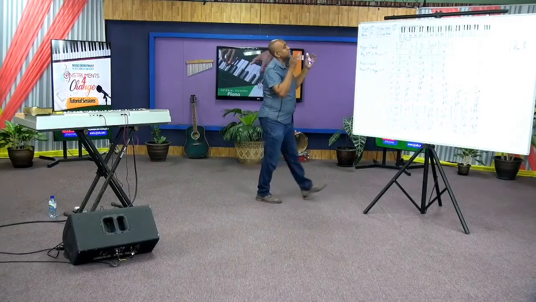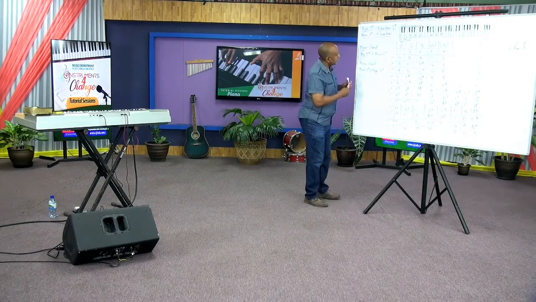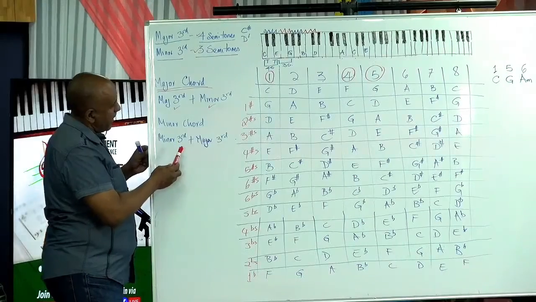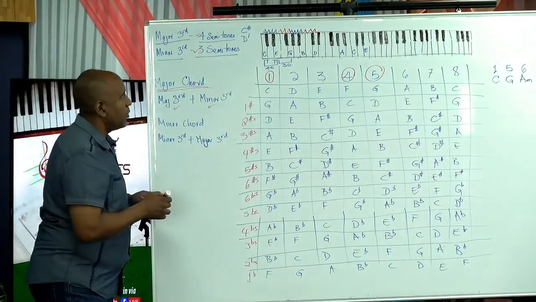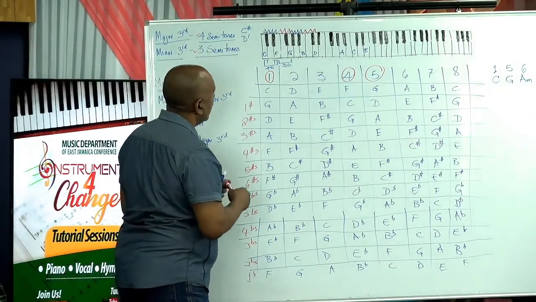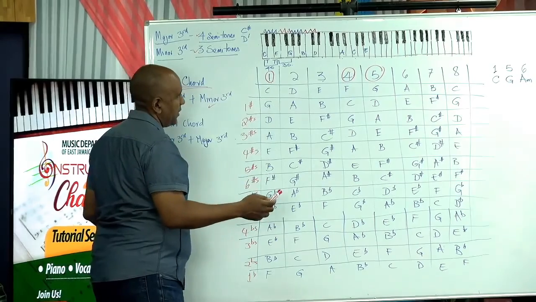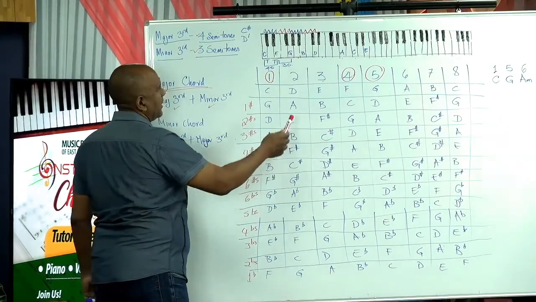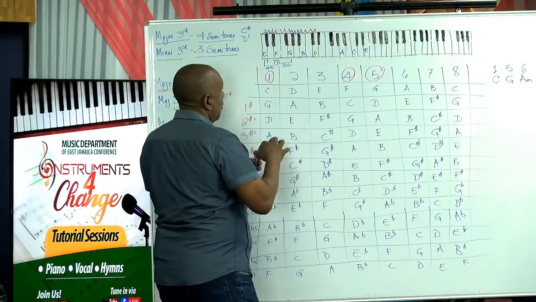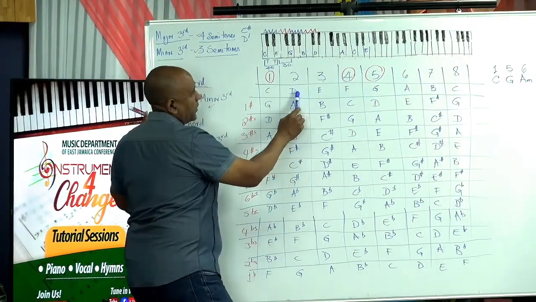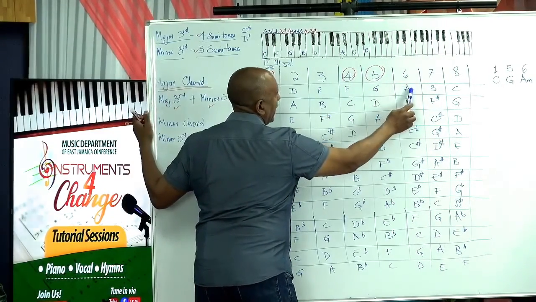Now, let's look at our minor chords. Our minor chords will be a minor third plus a major third. Now, let's check it out. Let's start on a different note. Let's start on D. So, if we start on D, we'll have D, we skip a note, the next one will be F, the next one will be A.